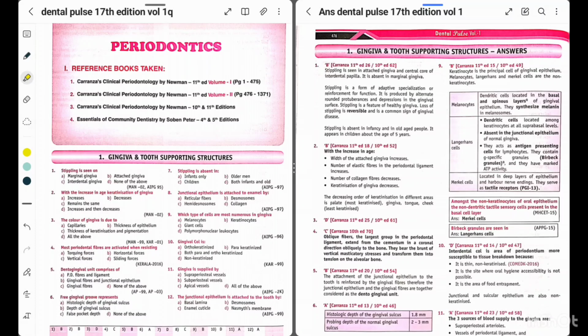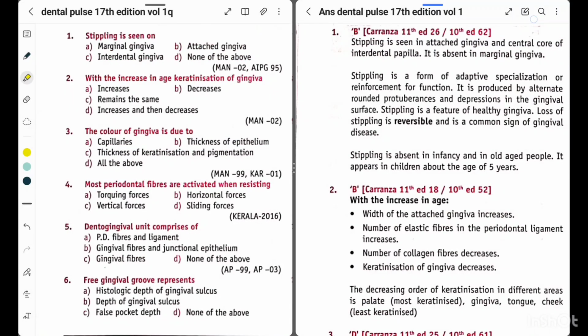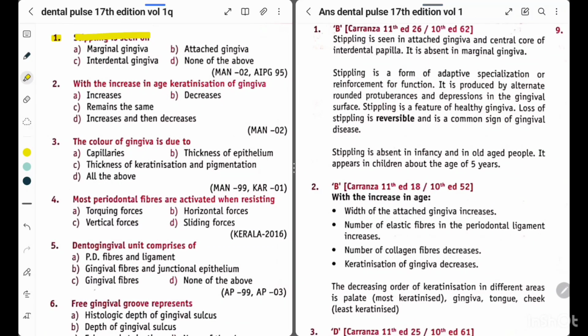So from today we will start periodontics and we will do all the chapters of periodontics from Dental Pulse. So the first chapter is gingiva and tooth supporting structures. So let's begin. So question 1: stippling is seen on.